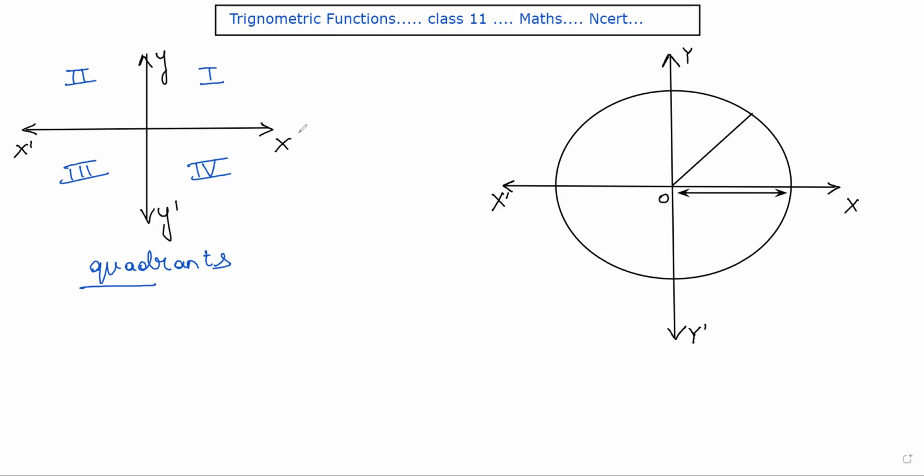In the first quadrant, x is positive and y is positive. In the second quadrant, x is negative, y is positive. Third quadrant, x is negative, y is negative. And fourth quadrant, x is positive, y is negative. This much we already know.